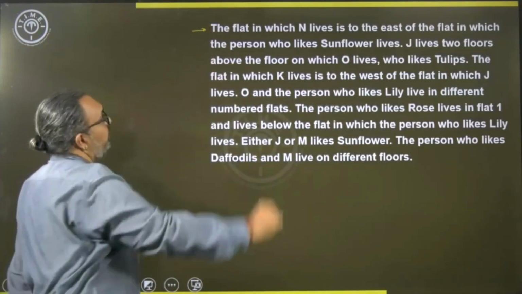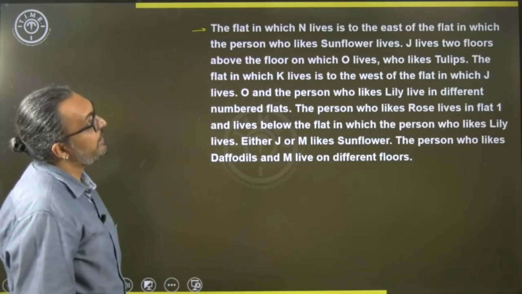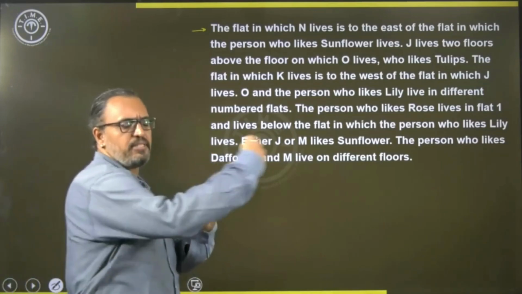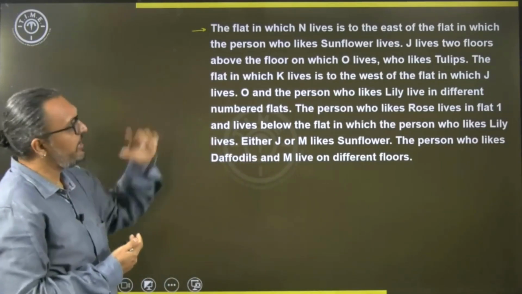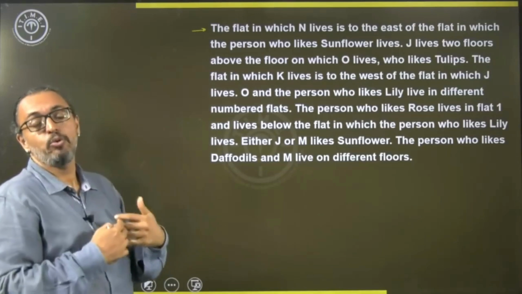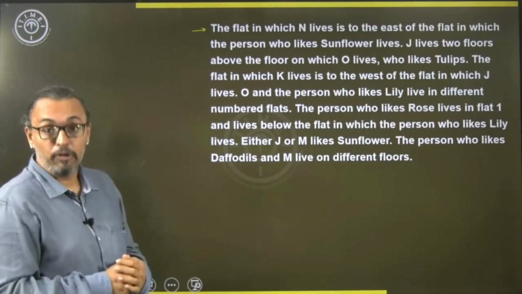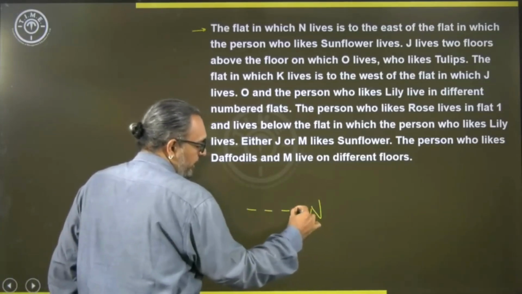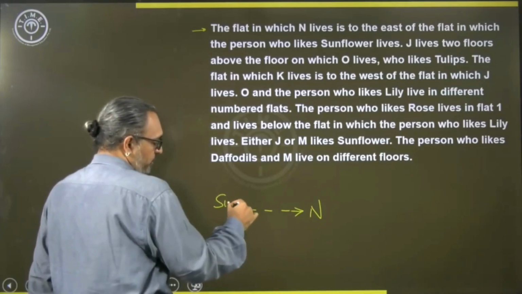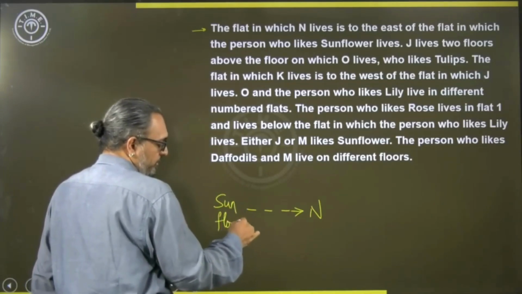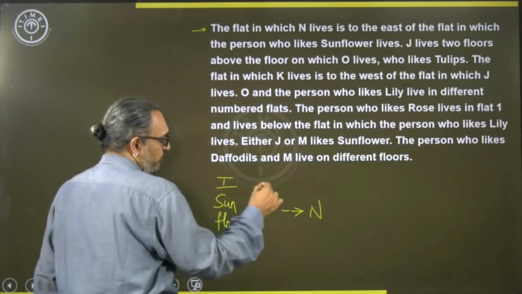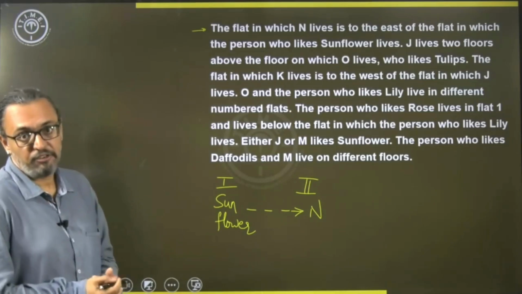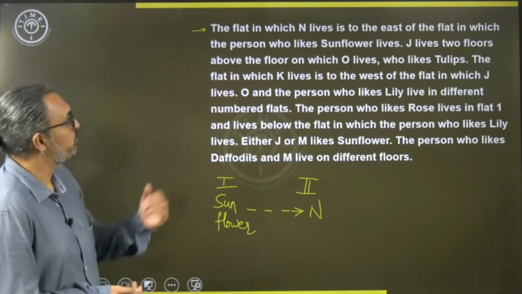Yes. Now the flat in which N lives is to the east of the flat in which the person who likes sunflower lives. So east means right side, west means left side. So indirectly he is saying N and the person who likes sunflower should be in the same floor. But N should be to the east of the person who likes sunflower. That means obviously sunflower should be for flat 1, N will be for flat 2. But which floor we don't know. All the 3 floors are available for now. Okay, let's come to that.